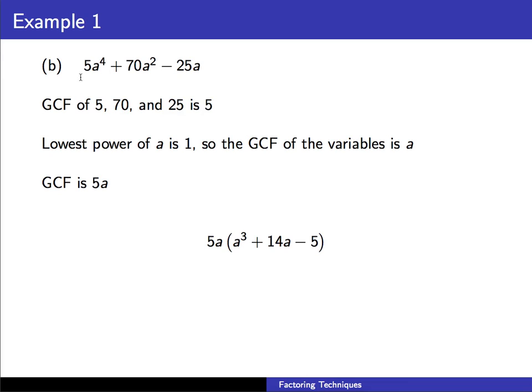So now we just divide each of these terms by 5a. 5a to the 4th divided by 5a is 1, and then a to the 3rd, or just a to the 3rd. 70a squared divided by 5a, 70 divided by 5 is 14, a squared divided by a is a. And then negative 25a divided by 5a, negative 25 divided by 5 is negative 5, and a divided by a is just 1, or a to the 0. So our factored answer for example 1b is 5a times (a cubed plus 14a minus 5).